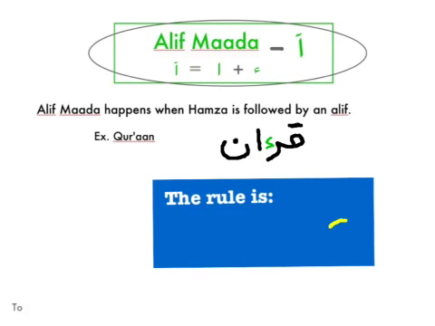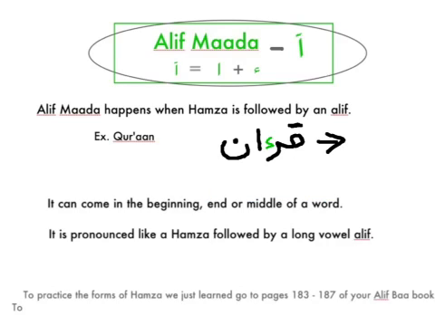The rule is Hamza plus alif, just like you see in the word Quran, will be changed to Alif Maada, which is written like this. And it's like a hat. Therefore, the correct way to write the word Quran is writing it like this: Alif with the hat shape on top of it.